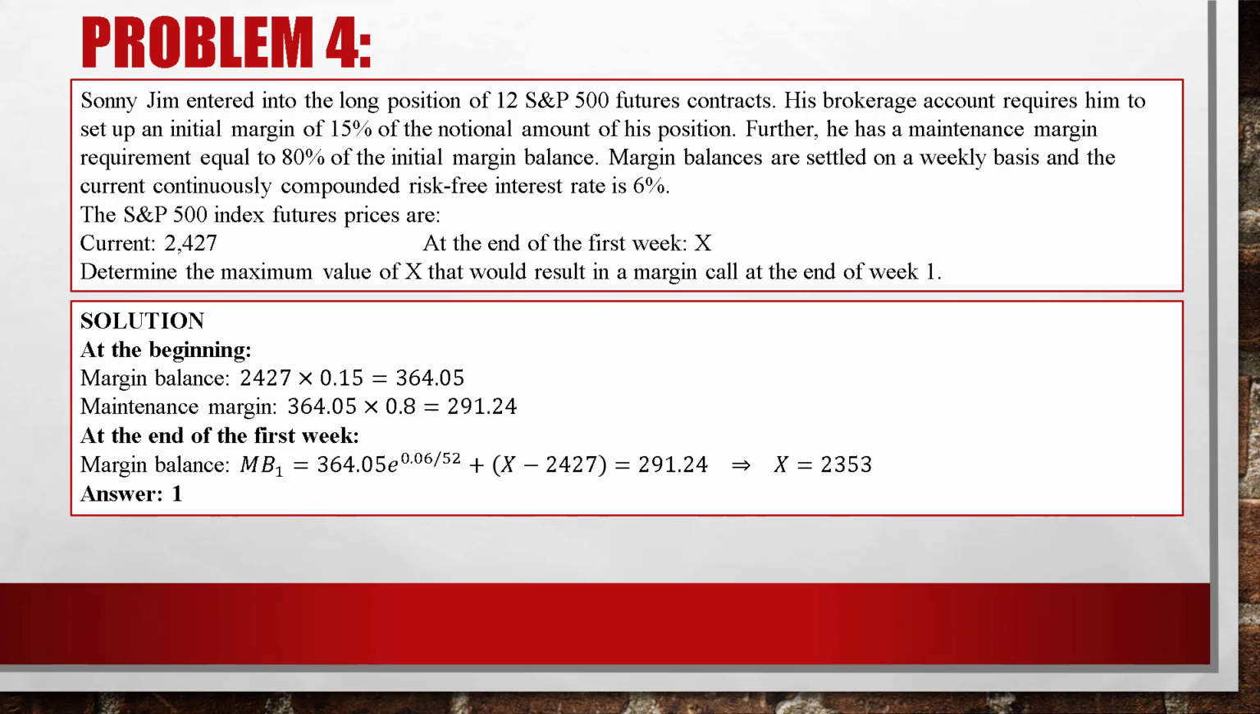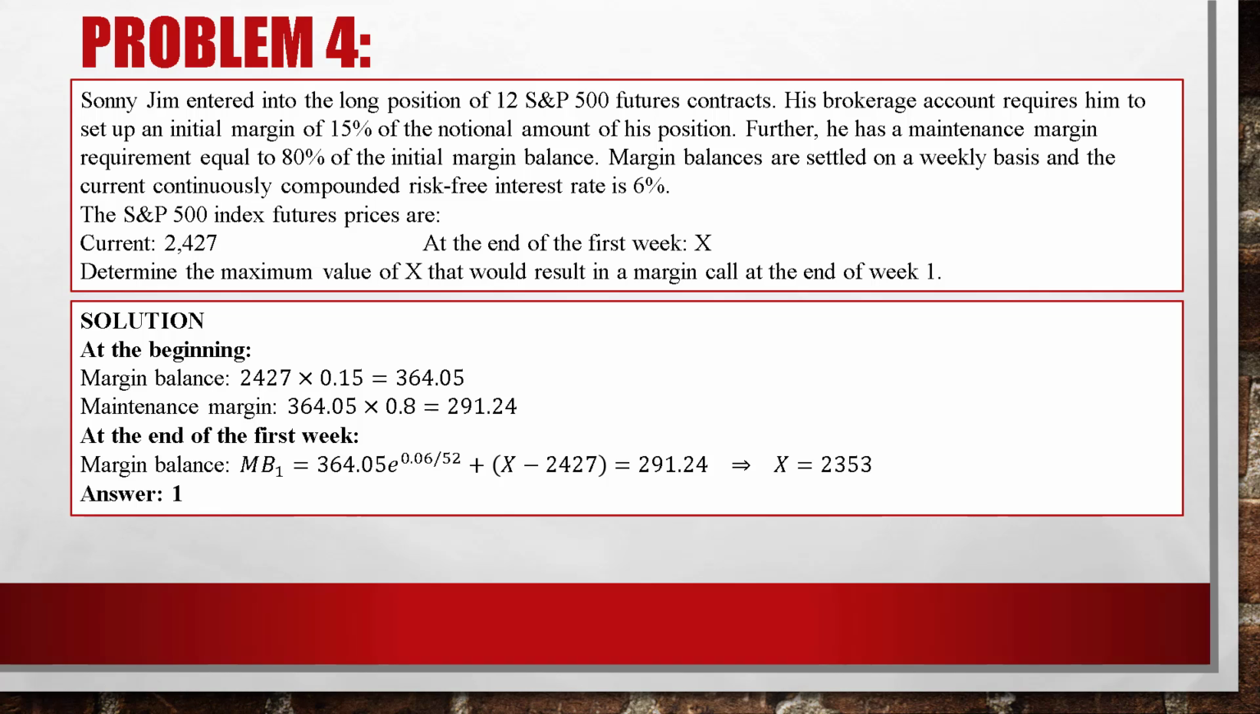So here I'm going to use the second method. At the beginning, the margin balance is, here again, I don't want to care about the number of contracts and the number of units because that's a common factor for all the steps. And when we solve for X, if the question asks to solve for the price, then we can ignore the common factor. But if the question asks for the balance, then we shouldn't ignore the factor.